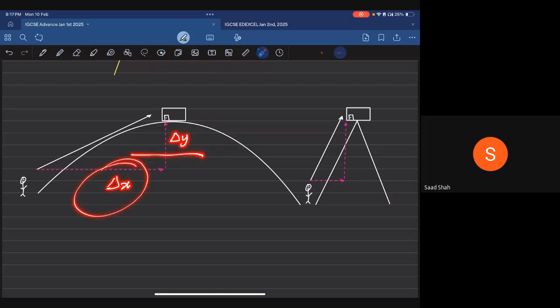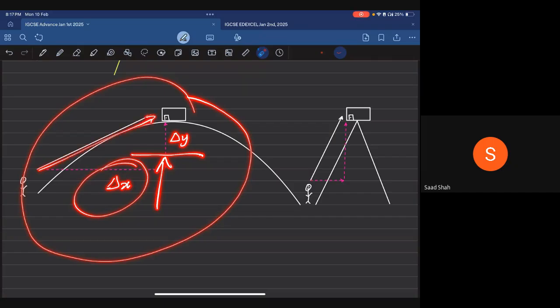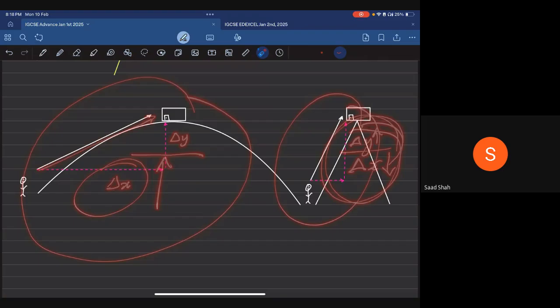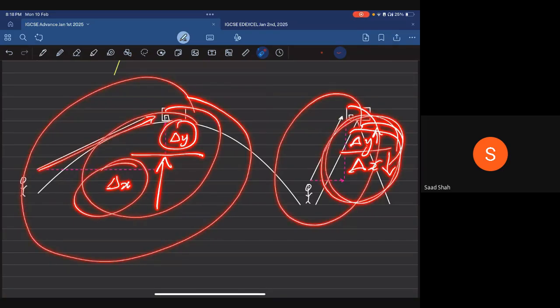So if your denominator is bigger, which is the case when it's less steep, and your numerator is bigger, over here your numerator is big and your denominator is small, then which number would be greater? Obviously, this would be a greater gradient, this would be a lesser gradient. Why? Because change in y is less.